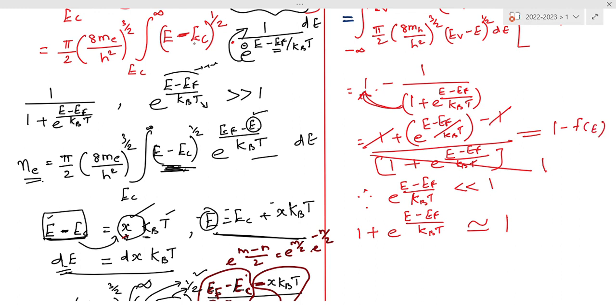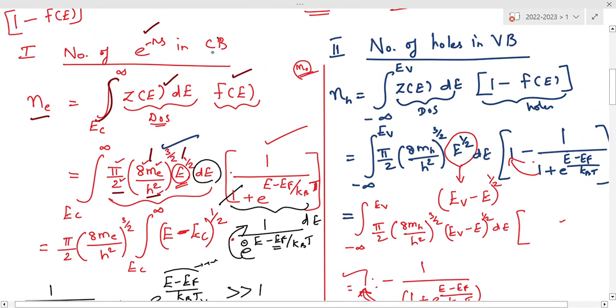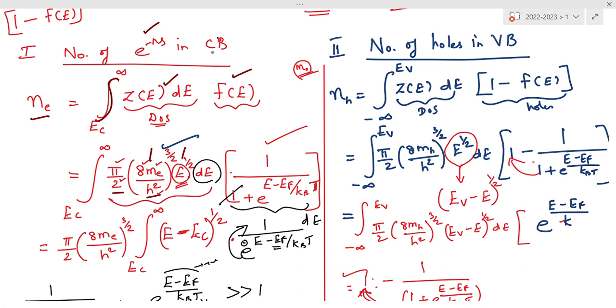So on solving this, we get the final equation as e power (E minus EF) by kBT as the value for the substitution of 1 minus f of E. So here I am going to substitute e power (E minus EF) by kBT instead. So this is the equation.